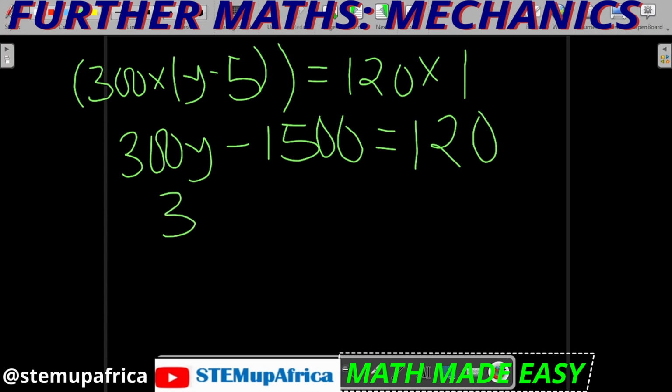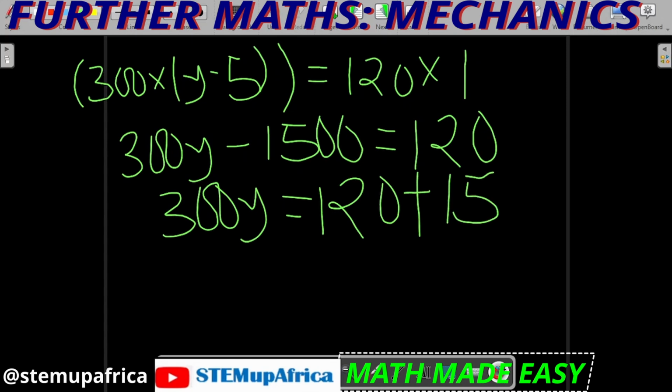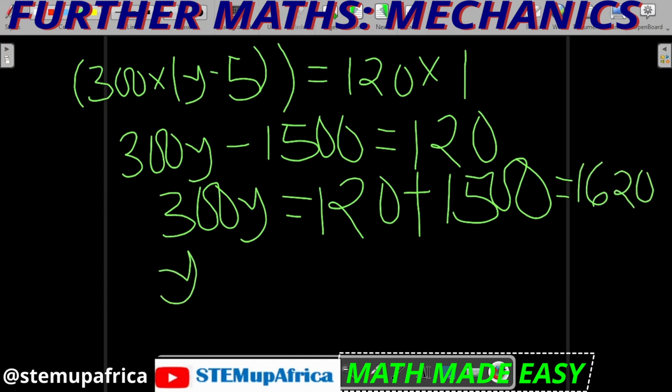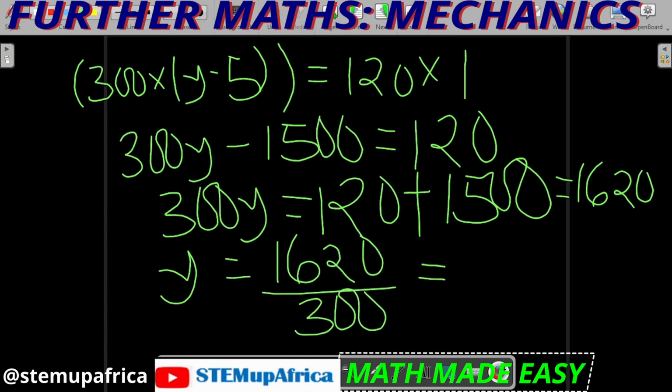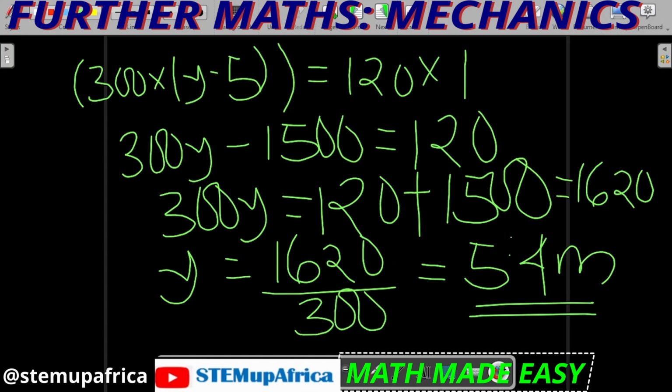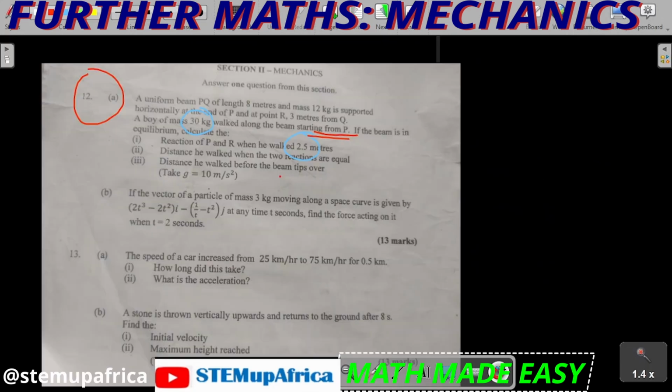Collect like terms, I'm having 300y equals 120 plus 1500. If you add up, 120 plus 1500 will give us 1620. So my y is simply 1620 divided by 300, which will give us 5.4, a very perfect result. So that is the distance the boy will walk before the beam tips over.